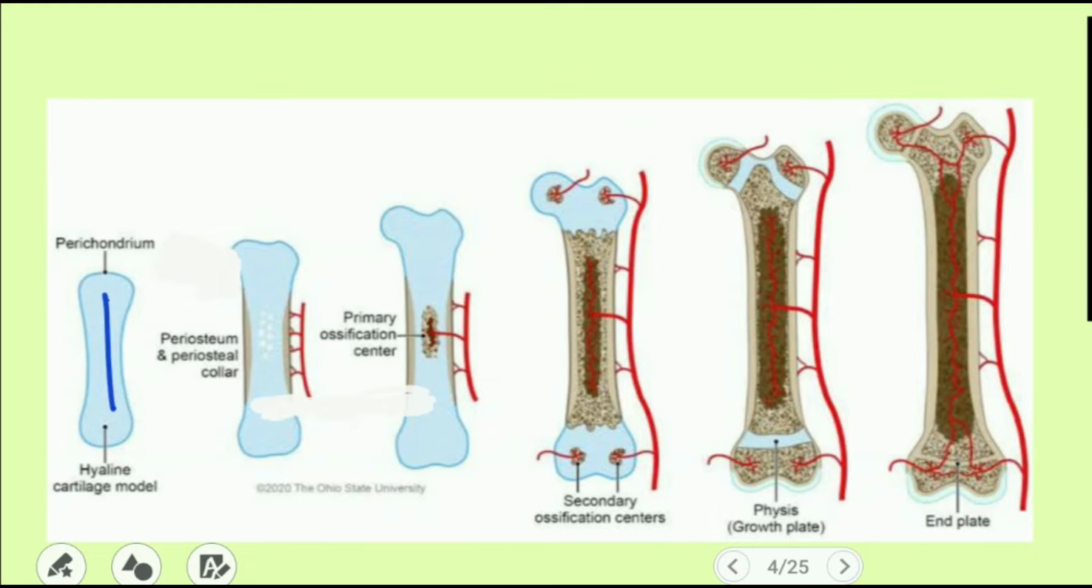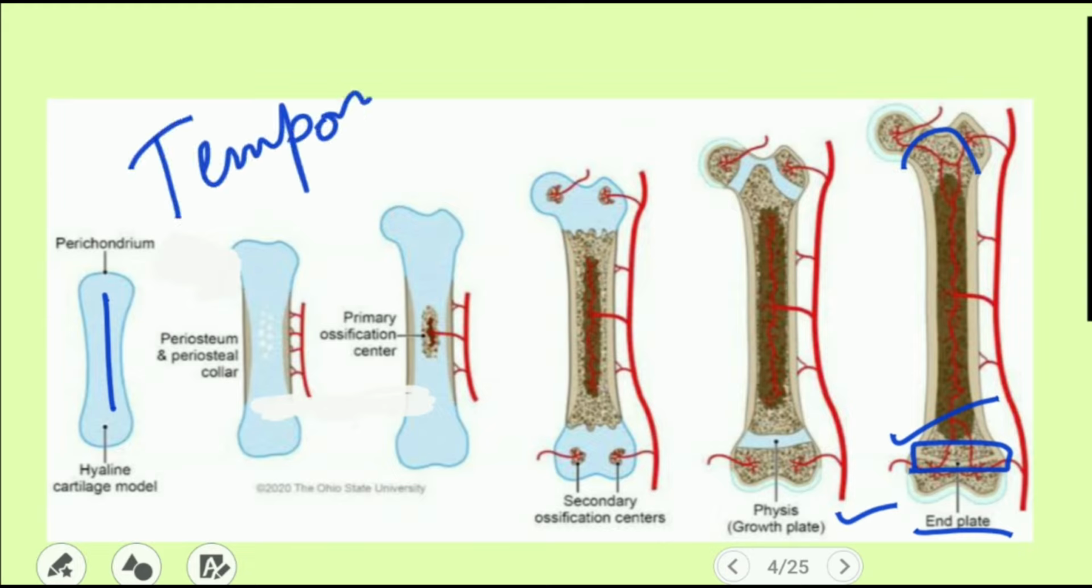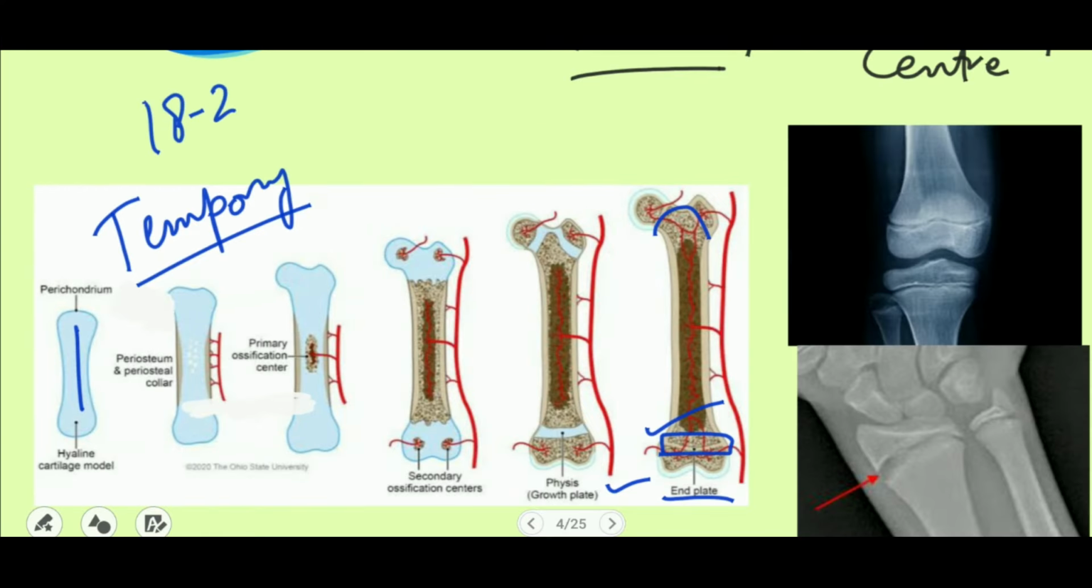Now why is this labeled as growth plate? Here you can see that the growth plate has been labeled as end plate. There is no cartilage here now. The joint has disappeared. That's why this joint is labeled as the temporary joint. But it's not very much temporary. It takes 18 to 20 years for the growth plate, for the hyaline cartilage, to become bone.